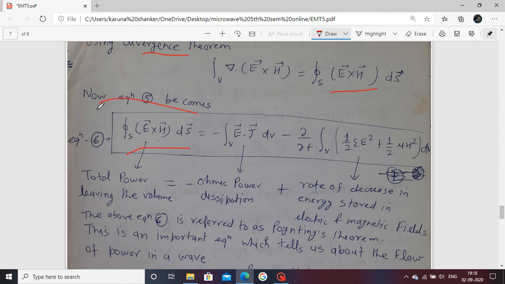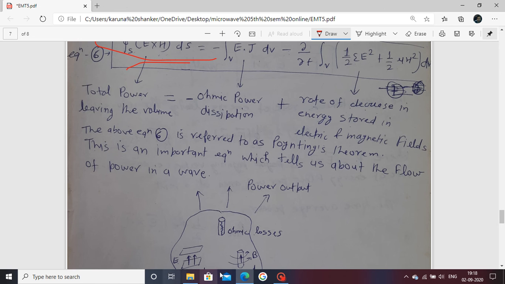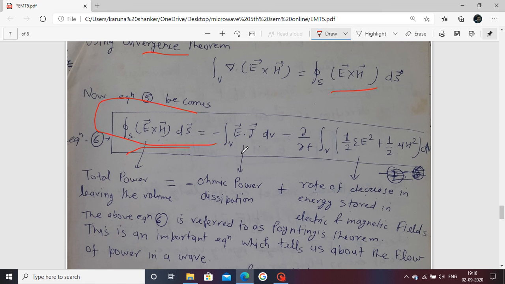This equation represents the total power leaving the volume. Suppose this is your volume, it is equal to, this term related to ohmic power dissipation, the negative sign negates the ohmic power dissipation, and this term represents electrostatic field energy and magnetostatic field energy. Means overall this del by del T relates to the rate of decrease of energy stored in the electric field and magnetic field. This one shows.